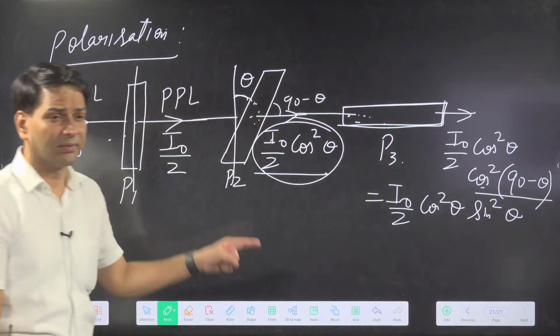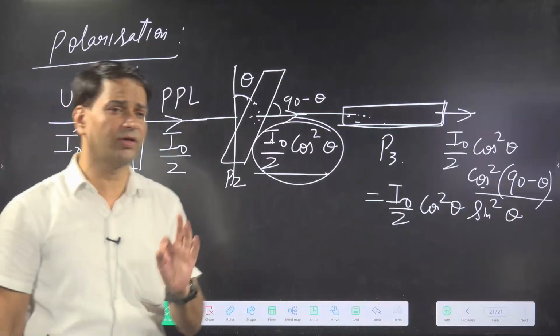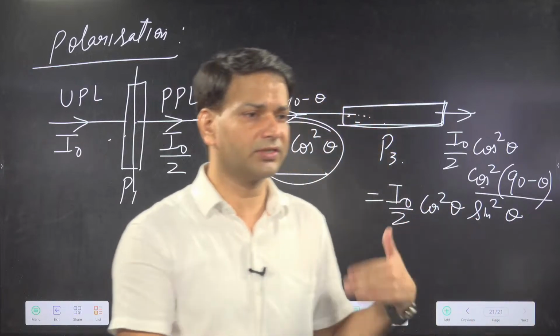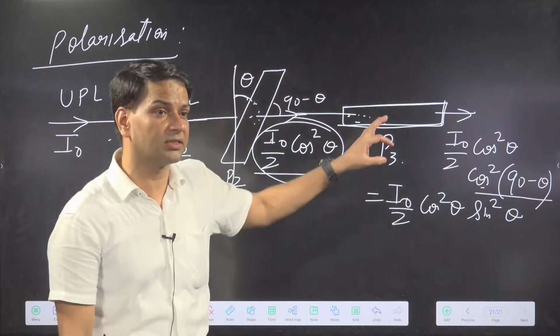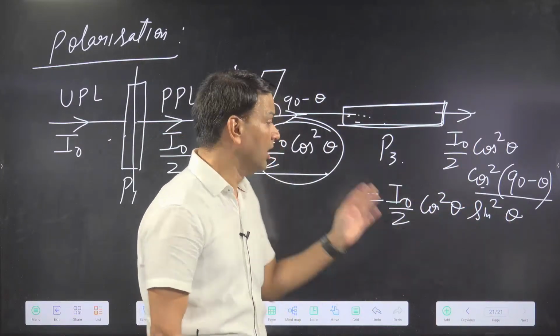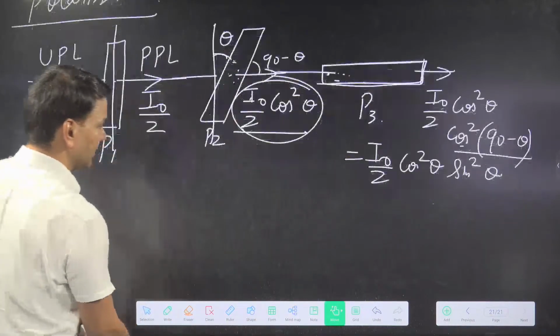Okay, remember this result directly: when the first and third are crossed each other and the angle between the first and second is theta, directly remember the intensity is I naught by 2 cos square theta sin square theta. Further we can solve more for that result directly.